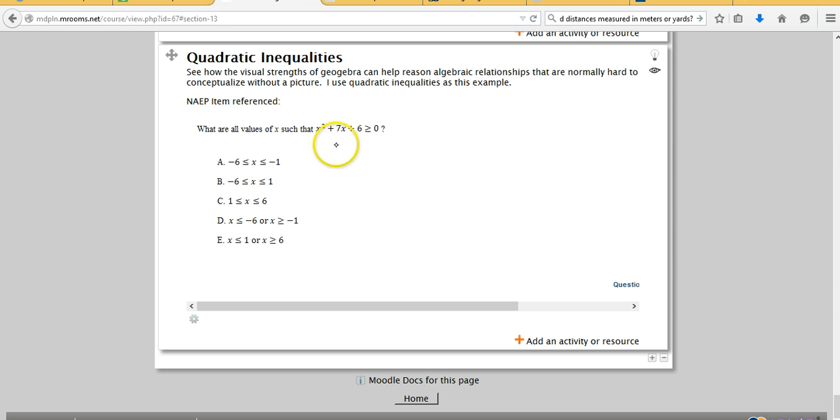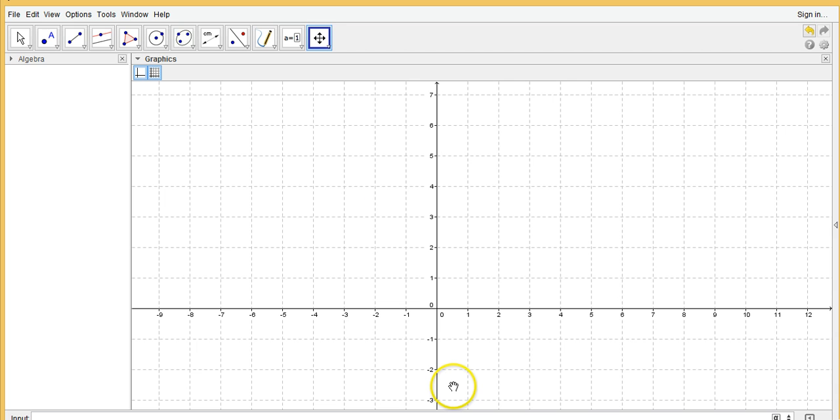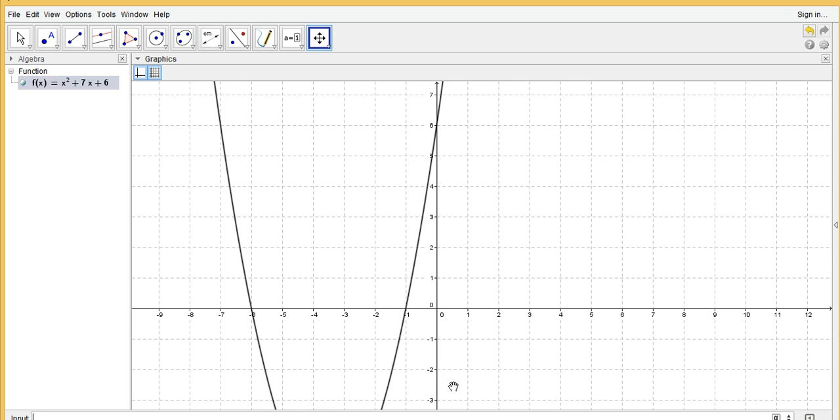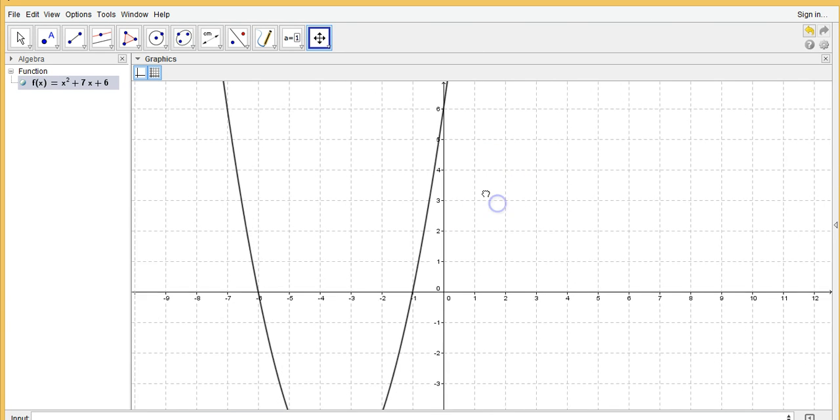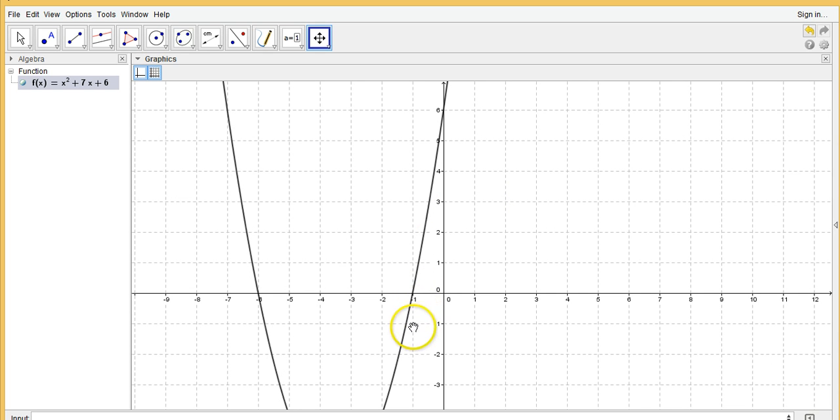this quadratic pattern here. So x squared plus 7x plus 6. So we have x squared plus 7x plus 6 and hit enter. And we got the parabola graphed here. So the question is, what input values, what x values in this number pattern guarantee us to have outputs greater than or equal to 0.